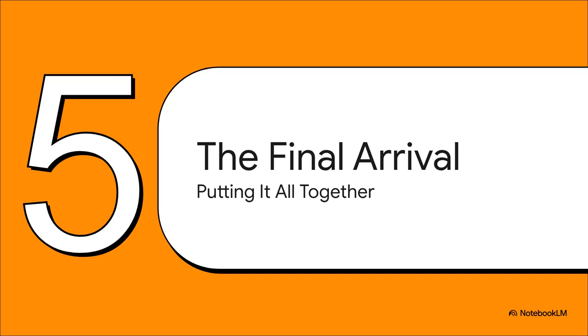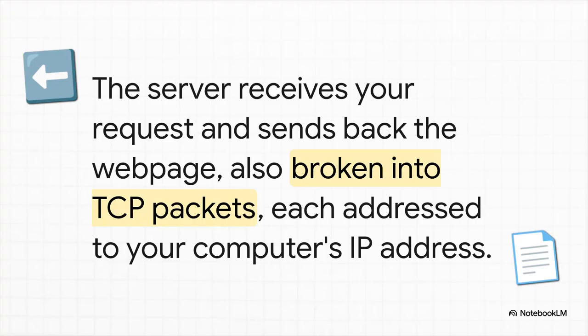Now, this whole amazing process has to happen all over again, but in reverse. So the server gets all the reassembled packets. It understands you're asking for a web page. So it grabs all the content, the text, the images, all of it. And then it does the exact same thing your computer did. It breaks it all down into a brand new set of TCP packets. And this time, each one is addressed to your computer's IP address.